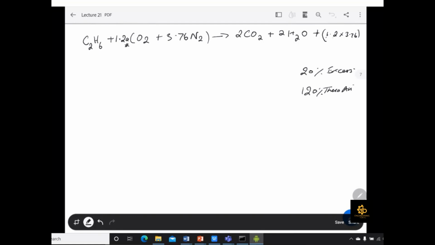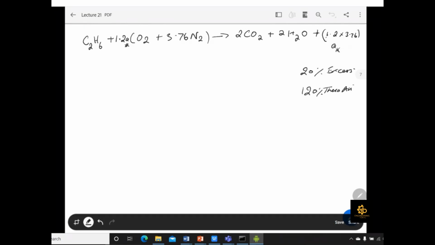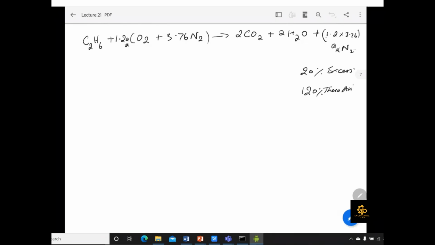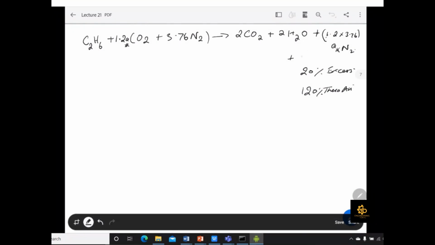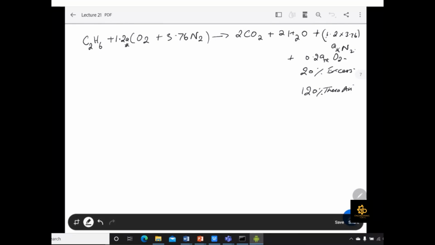In the products we can also write 1.2 times 3.76 times ath, the theoretical stoichiometric coefficient of air, for N2, and another product, 0.2 times the stoichiometric coefficient, for O2. So this is the complete equation. I will provide this equation in each question related to the combustion process. Now, using this chemical equation, first you have to balance the O2 so that you get the stoichiometric coefficient.